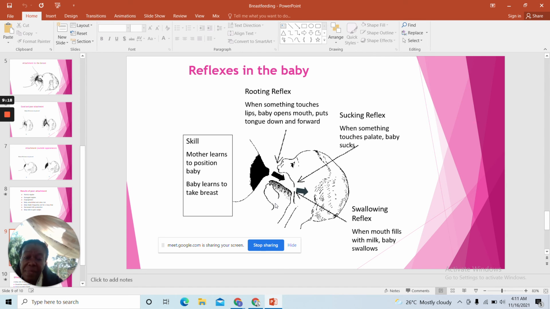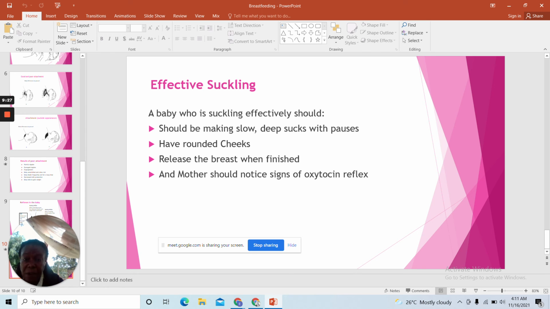As for the skills during breastfeeding, the mother should learn how to position the baby, and the baby learns how to take the breast. Whenever we have effective suckling, a baby who is suckling effectively should be making slow, deep sucks with pauses, have rounded cheeks, and release the breast when finished. The mother should also notice the signs of the oxytocin reflex, that is, the letdown of the milk.